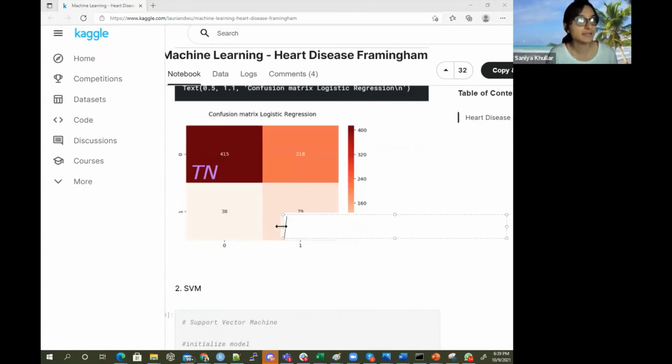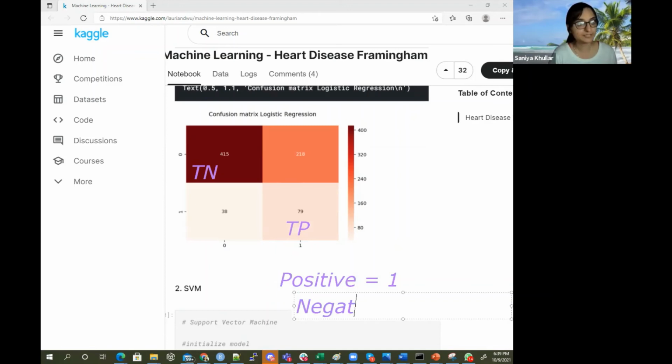These are the true positives. The positive is usually the one class, and the negative is usually the 0. So that means no CHD, and positive means CHD. That's what those are meaning. This is a confusion matrix for this.